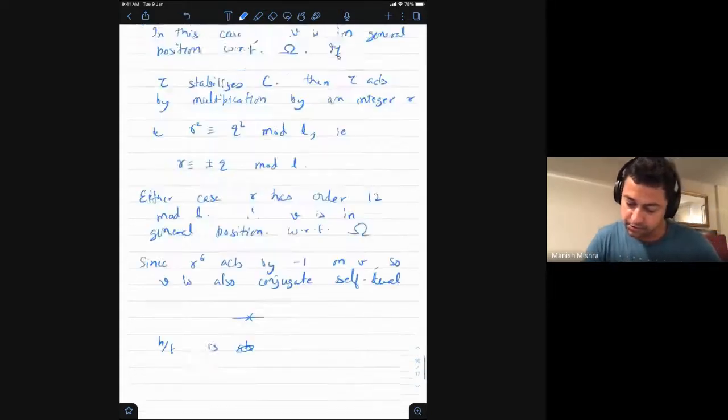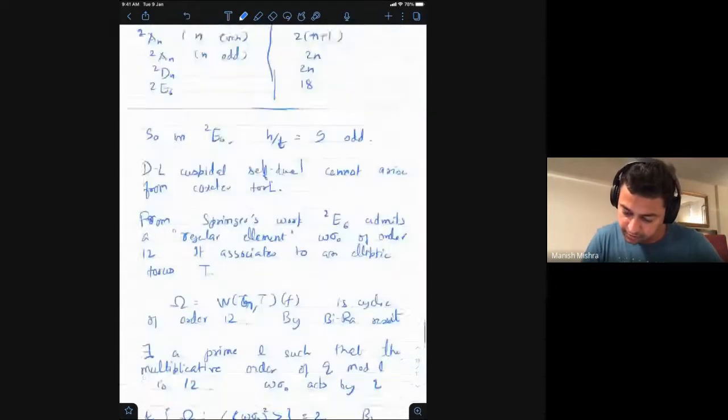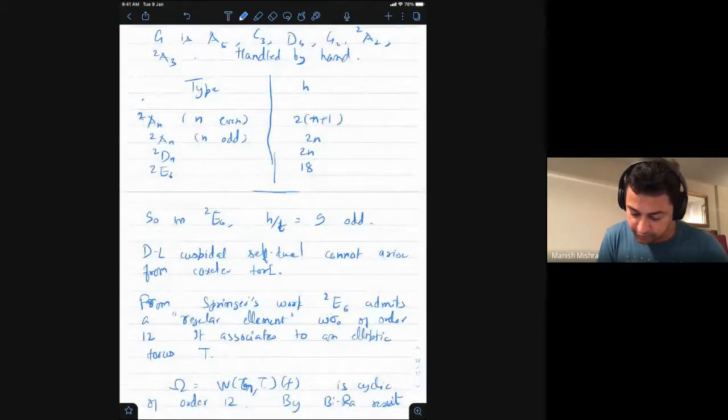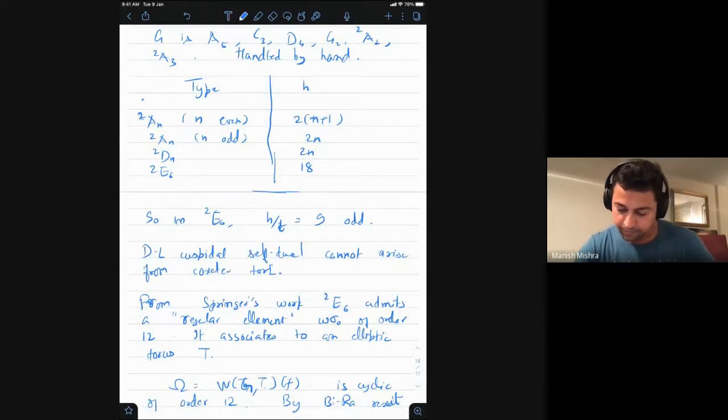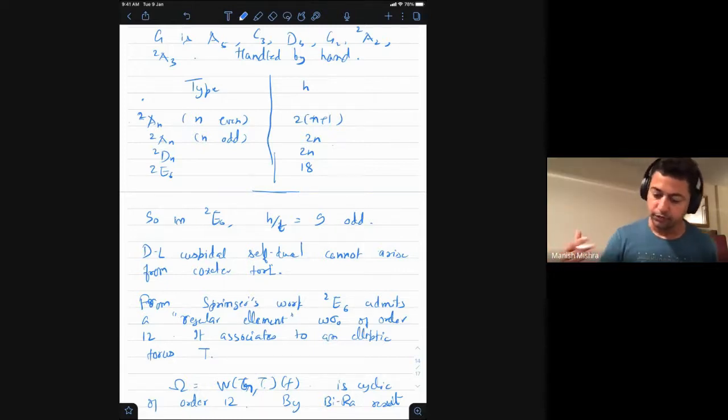From this table, you can see that 2An and 2Dn both have H mod T which have the possibility of being odd, n plus 1 or n. And these numbers can be odd. You have no control over n.